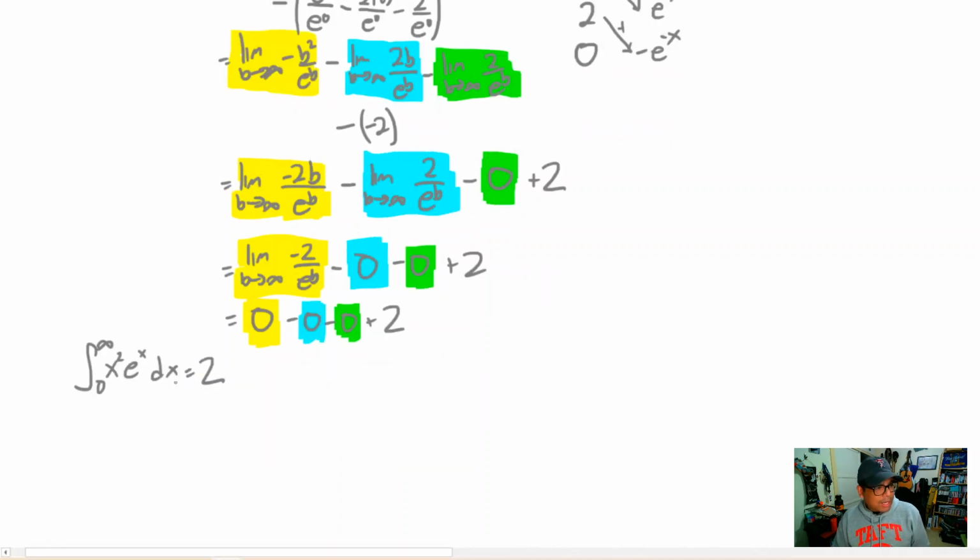And putting it all together, the integral from 0 to infinity of x squared e to the -x dx is going to be equal to 2.